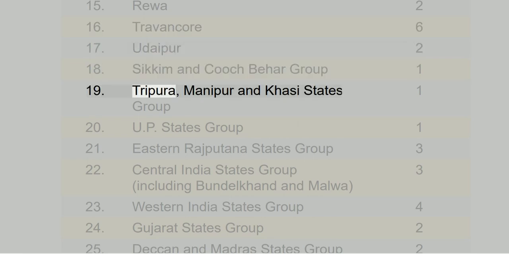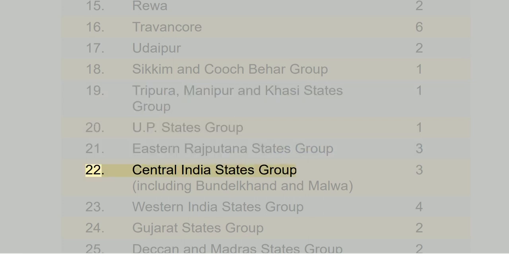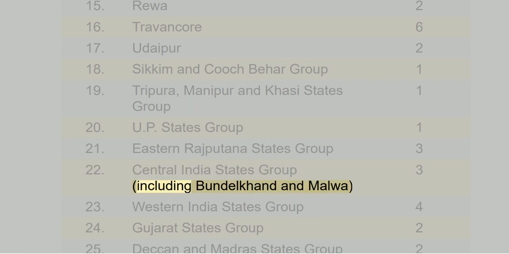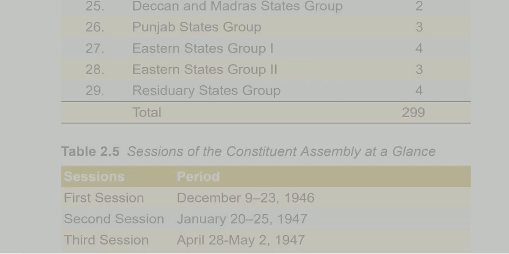Tripura, Manipur and Khasi States Group 1-20. UP States Group 1-21. Eastern Rajputana States Group 3-22. Central India States Group, including Bundelkhand and Malwa, 3-23. Western India States Group 4-24. Gujarat States Group 2-25. Deccan and Madras States Group 2-26. Punjab States Group 3-27. Eastern States Group 1, 4-28. Eastern States Group 2, 3-29. Residuary States Group 4. Total 299.